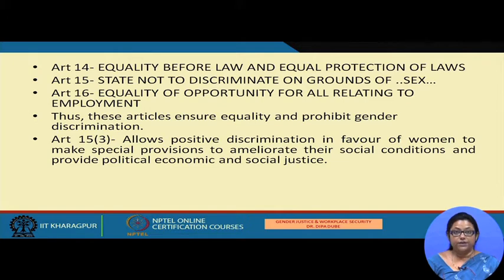Now, there are two concepts that we can see in this regard. One is equality before law and the other is equal protection of laws. The first is an expression which is found in all written constitutions the world over. It is a sort of a negative concept implying the absence of any special privilege in favor of individuals. The other, equal protection of laws, is more of a positive concept which implies the equality of treatment in equal circumstances.